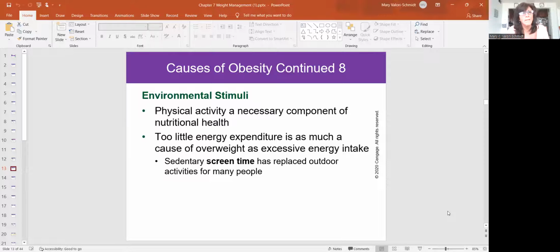I say this all the time, you got to sweat. So physical activity is a necessary component of nutritional health. If you are sedentary, if you do not move around, if you don't break a sweat ever, that is as bad as smoking, right? It's as bad as so many other things because you're not expending the energy that you're taking in, and you're going to gain weight. And a lot of it has to do with screen time. Even children in this country are obese.